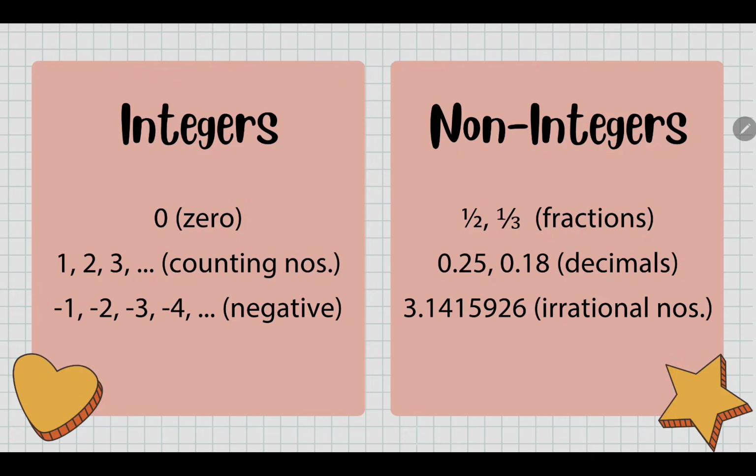Now, it's also important to keep in mind what is not an integer, the non-integers. So this would include fractions like a half, 1/3, decimals like 0.25 and 0.18, and any irrational numbers, like pi, which also comes in the form of a decimal, which is 3.14, etc.